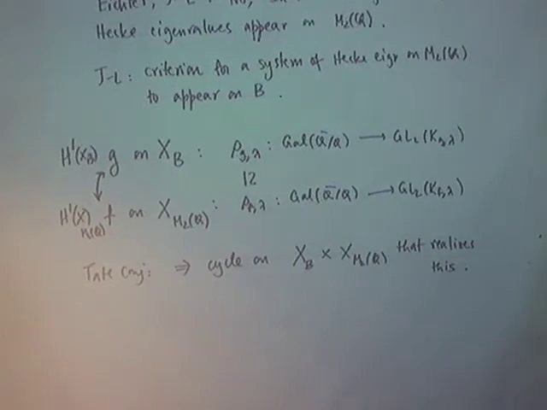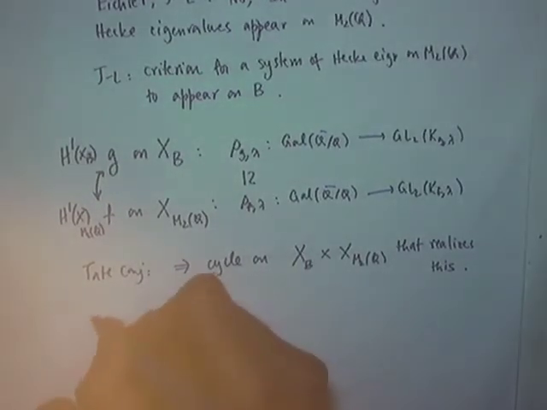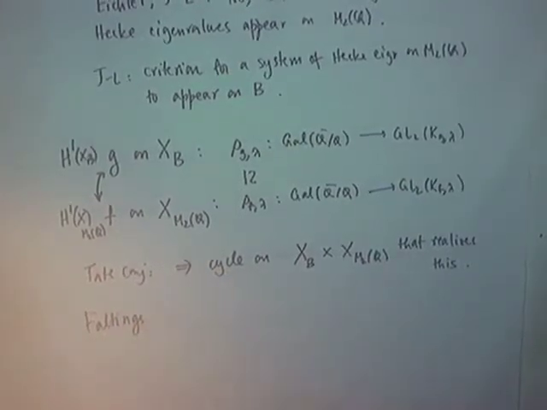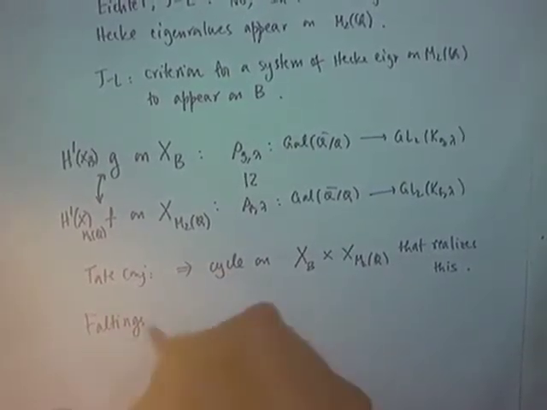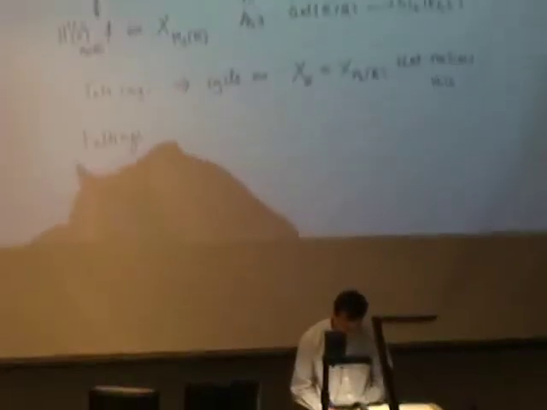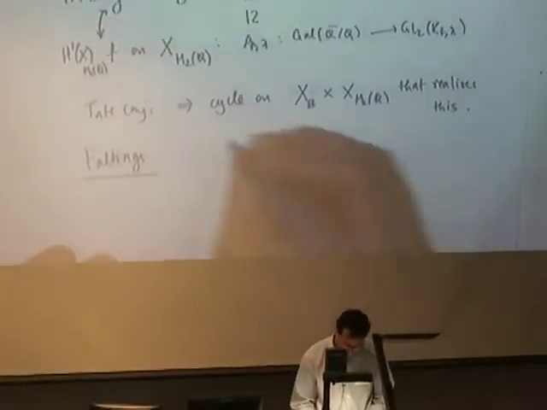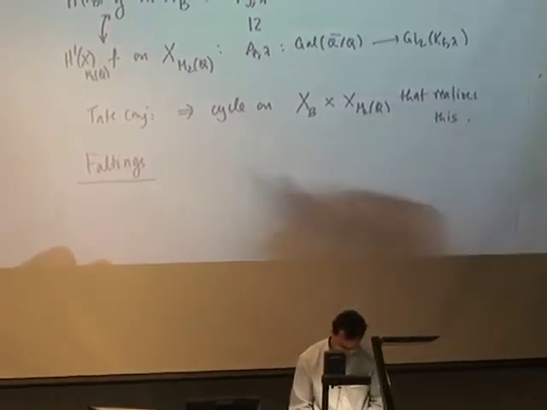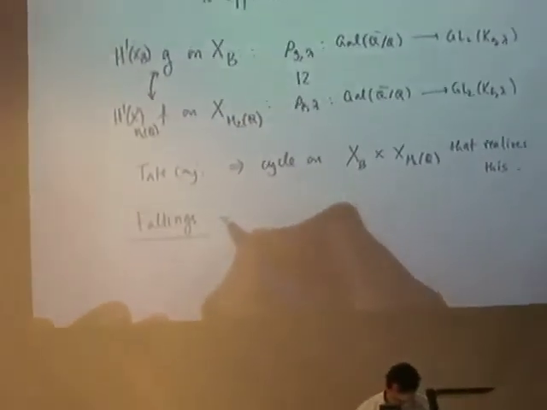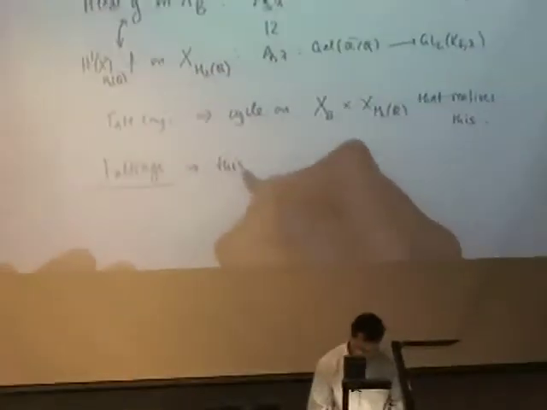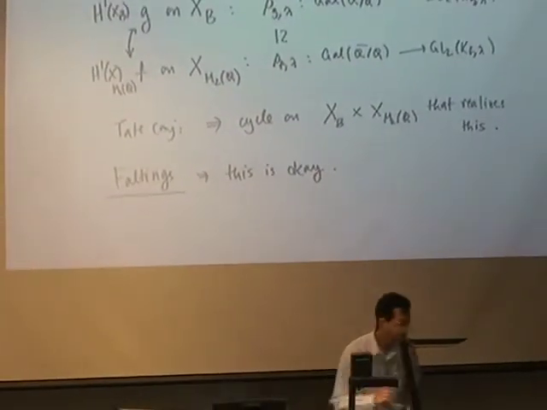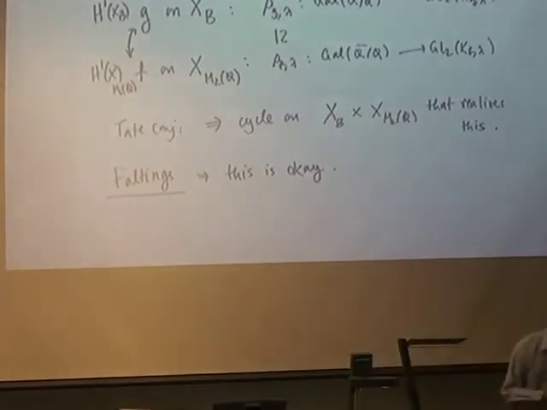Happily, this is one case of the Tate conjecture we know, and this is due to Faltings. So at the same time that Faltings proved the Mordell conjecture, in the same paper, he showed that this case of the Tate conjecture is true. Okay? For H1s of abelian varieties and so on. So Faltings implies this is okay.